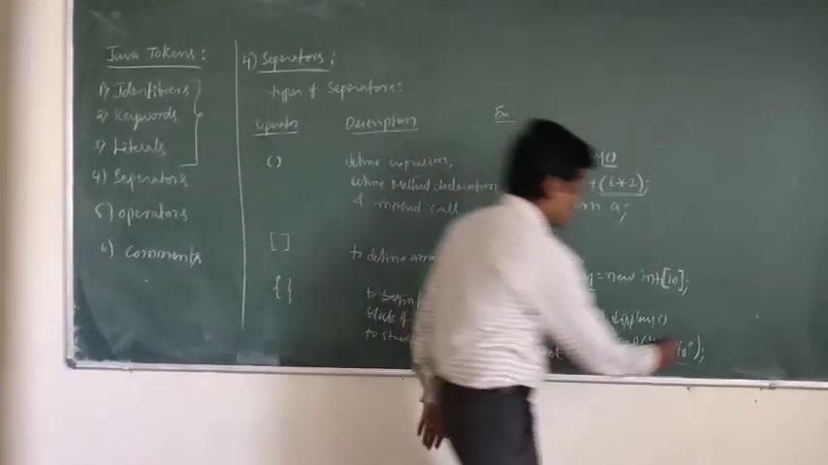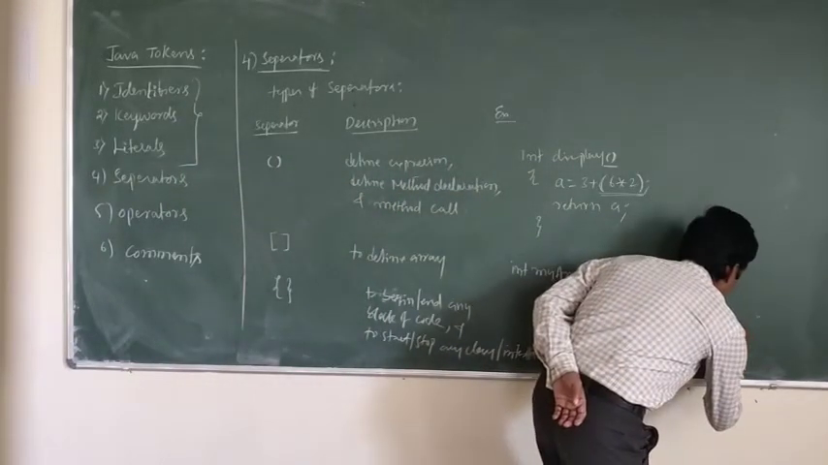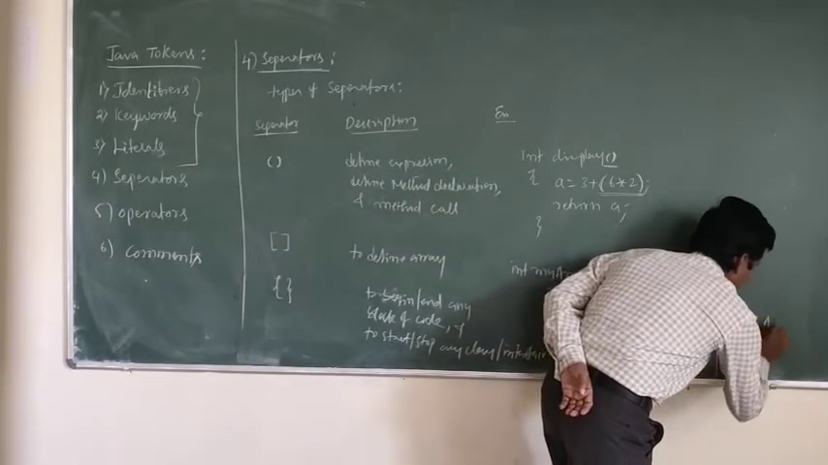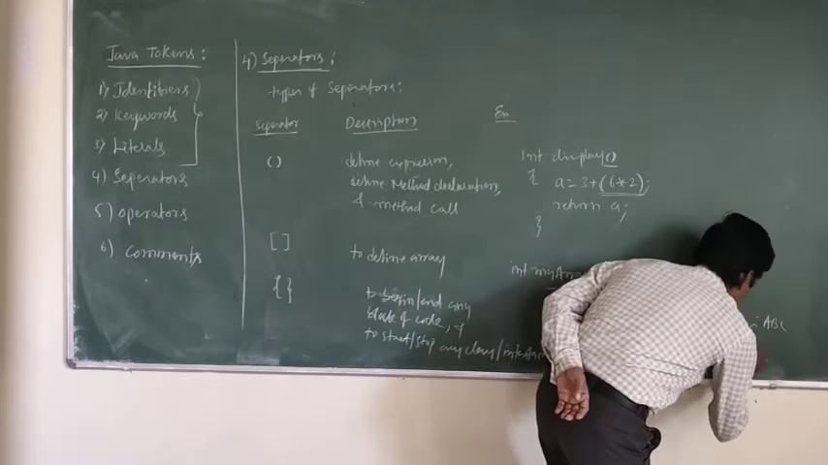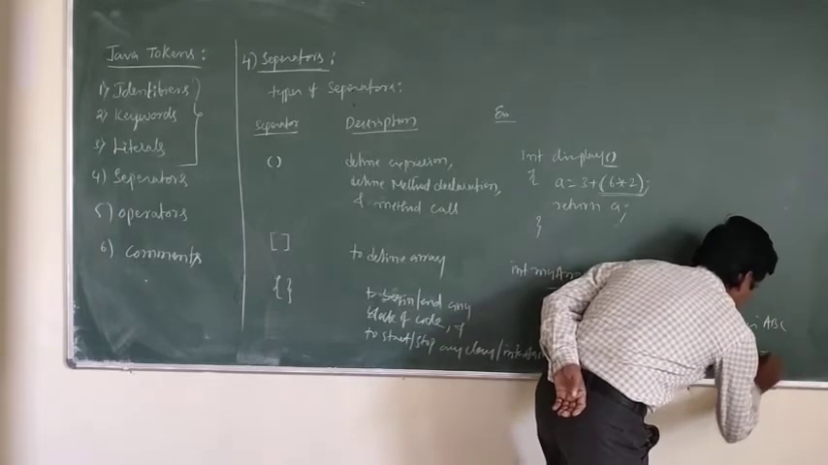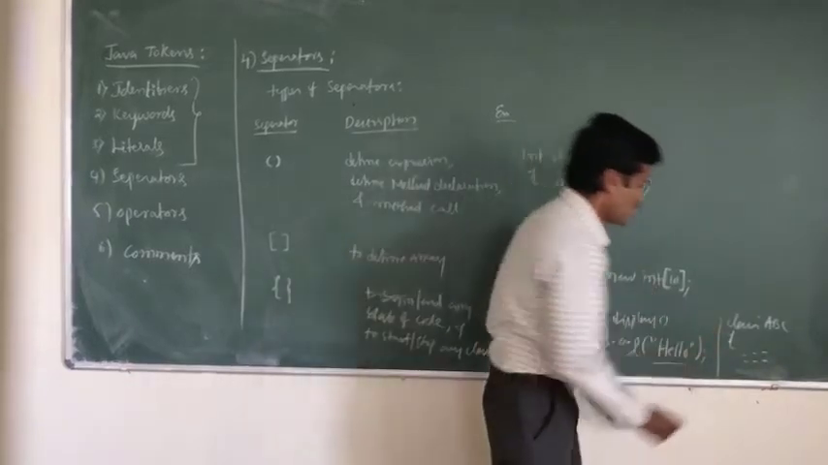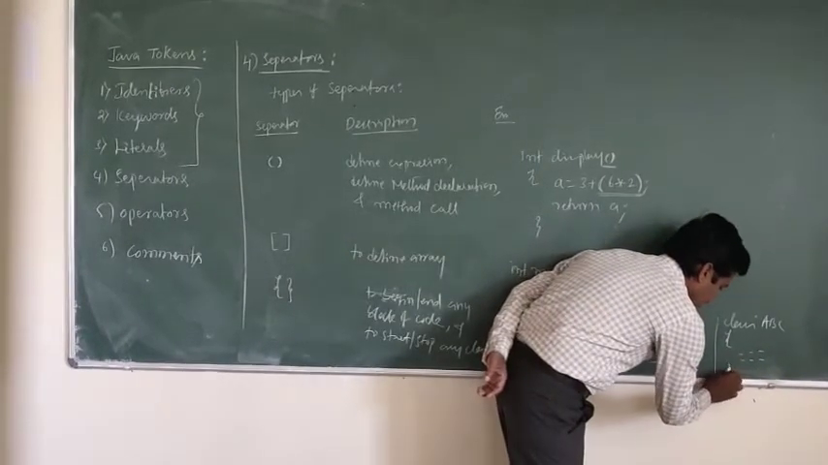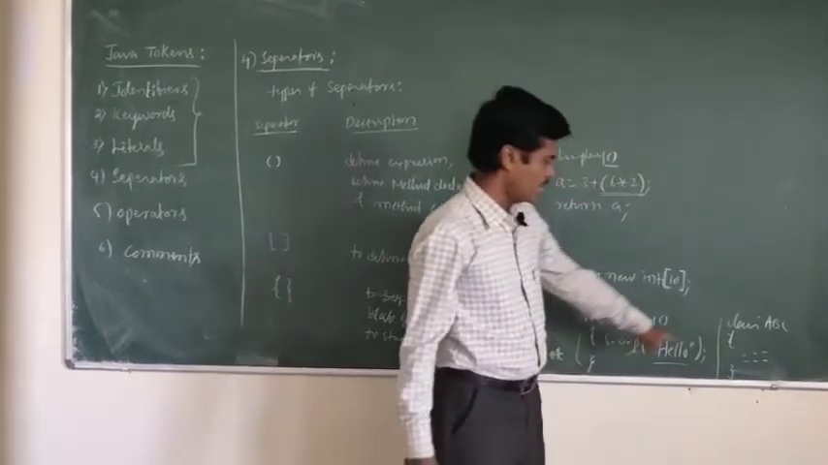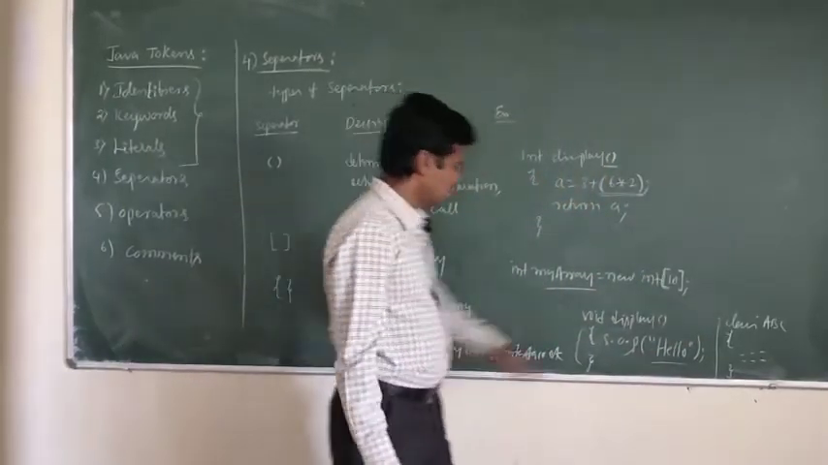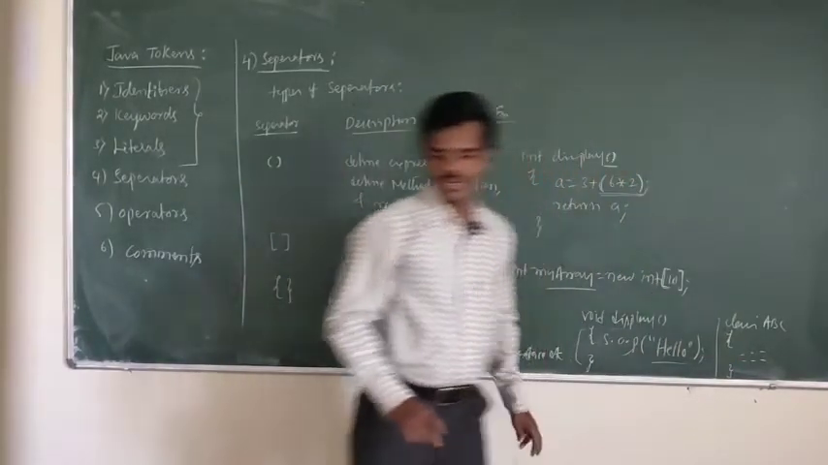Similarly, you can also use them to start the class. For example, class ABC, and here you can declare some variables, and also you can use some methods, etc. And finally the class will end. So you can use the curly braces to start and stop any class.